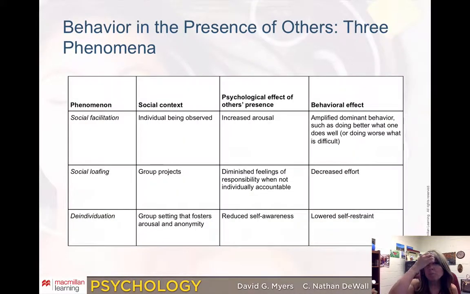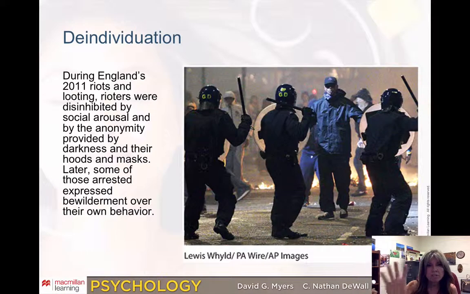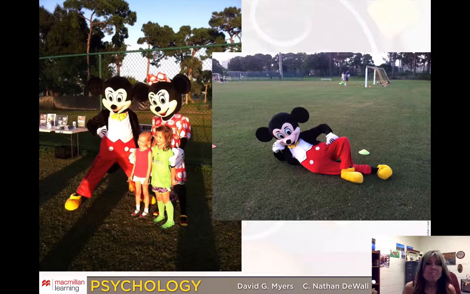Here are the three, and this is a good chart for you to use for testing. I'm definitely going to have at least one question from here on the test. This is the example of the riots. This is the thorn again, and this is de-individuation.